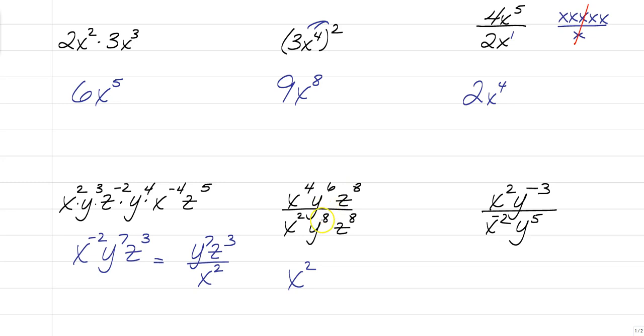Another way to think about it is, where do you have more? There's more y's in the denominator. So you do 8 minus 6 and you get y squared in the denominator. And then the z's are the same number on top and bottom, so they just cancel.